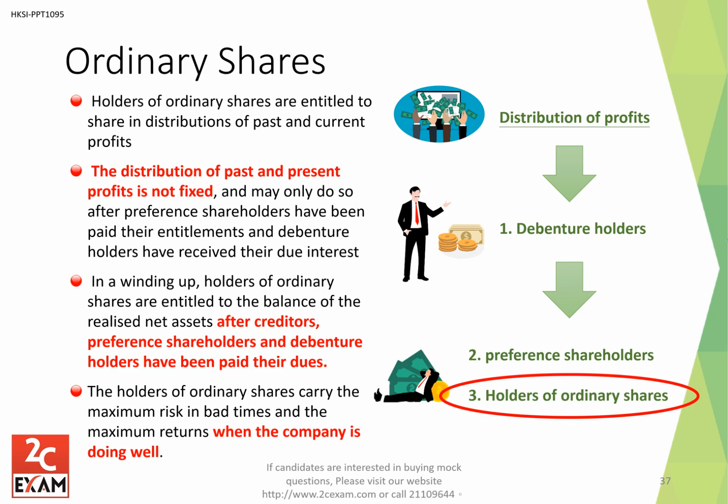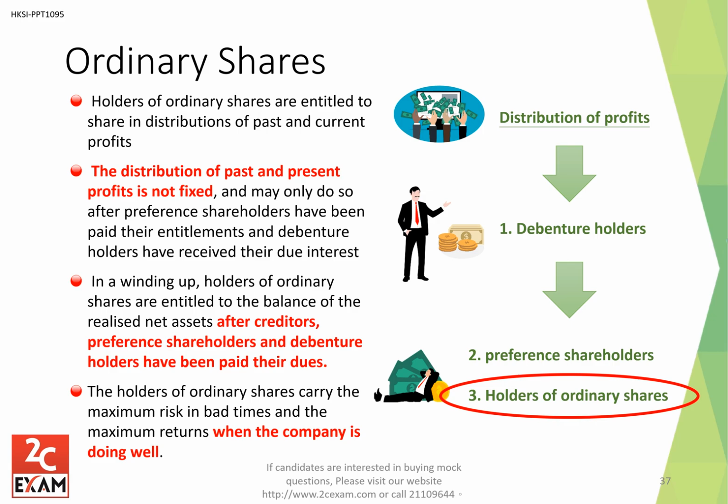Note that as holders of ordinary shares, the dividends you receive are not fixed and may not be specified in advance. In addition, dividend payments are prioritized, with debenture holders and preference shareholders receiving payments before holders of ordinary shares. We will explain what debenture and preference shares are in a moment. Furthermore, if the company winds up, holders of ordinary shares will be the last to receive any remaining value.